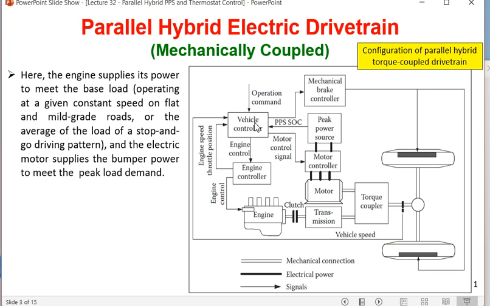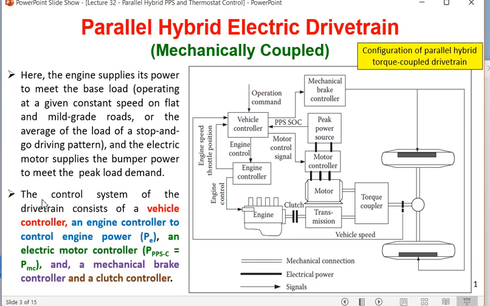Now the vehicle controller is connected to other controllers. You can find here the vehicle controller is connected to the engine controller. It is connected to the electric motor controller, which is here, and to the mechanical brake controller. So the vehicle controller is the master controller, and the others are called slave controllers. There are different inputs coming from different parts of the vehicle to the vehicle controller.